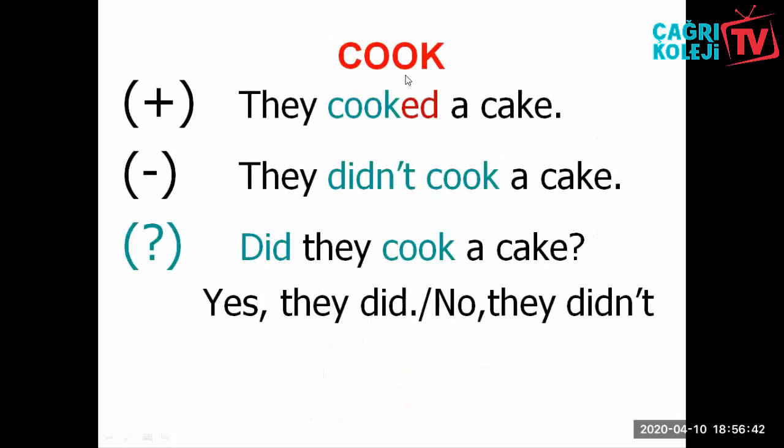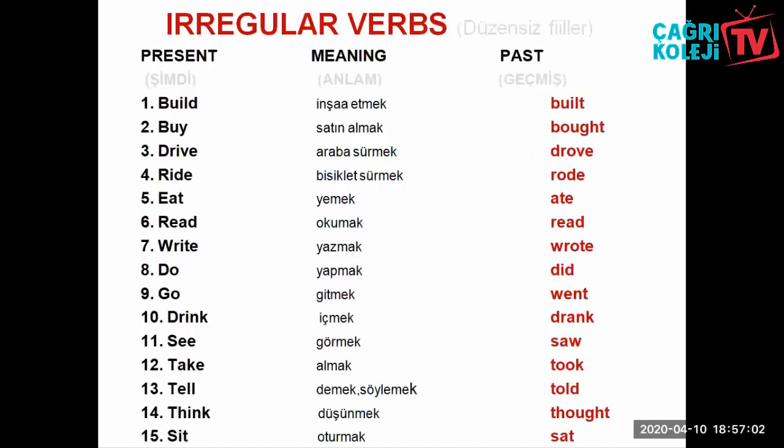For example, cook. Let's make a positive sentence. They cooked a cake. They didn't cook a cake. Did they cook a cake? Yes, they did. No, they didn't. This part, the regular verbs part of the simple past tense, is easy. Now here, we are going to focus on the irregular verbs. This is almost the same as regular verbs, but a little bit different.